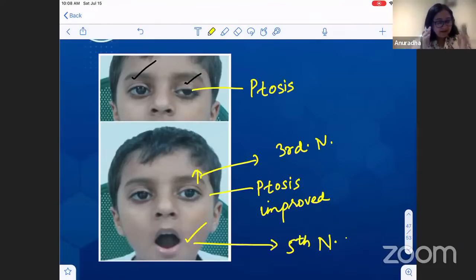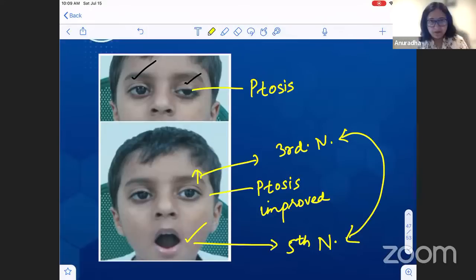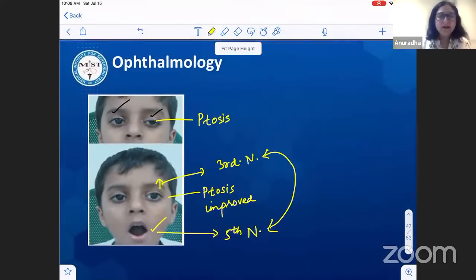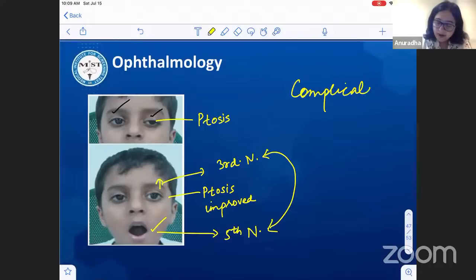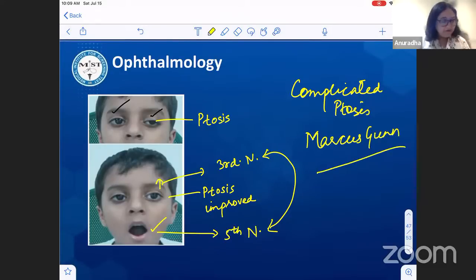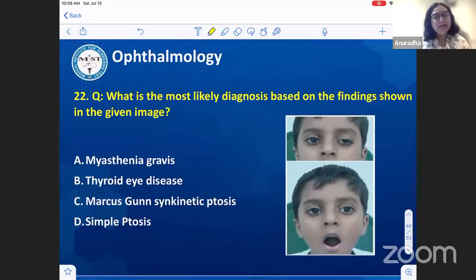So this is the Marcus Gunn synkinetic phenomenon, or Marcus Gunn jaw winking phenomenon, because of the aberrant connection between the third and fifth nerve. Whenever the fifth nerve is acting and the jaw muscles are moving, when the child is swallowing or eating, the ptosis improves. This condition is seen in a type of ptosis also called complicated ptosis, or Marcus Gunn ptosis. The answer here is choice C.